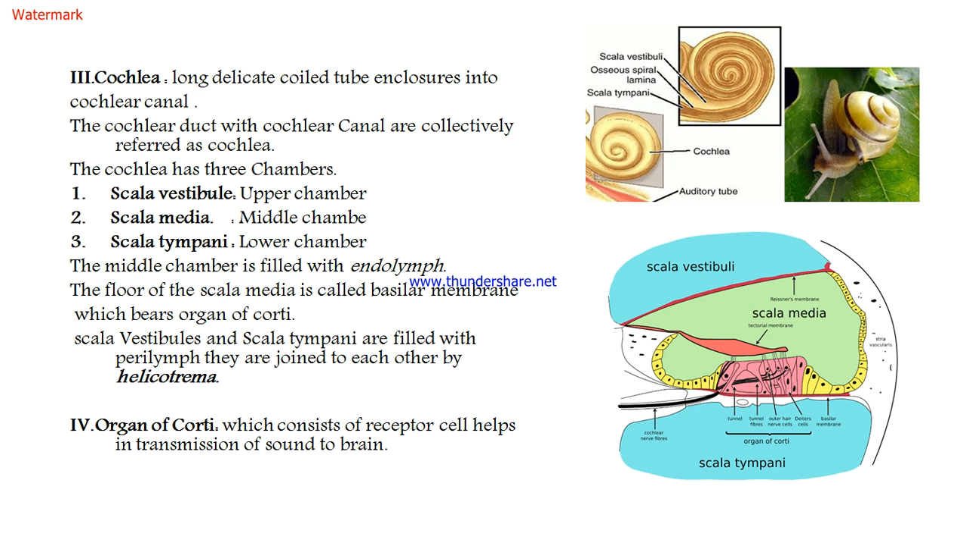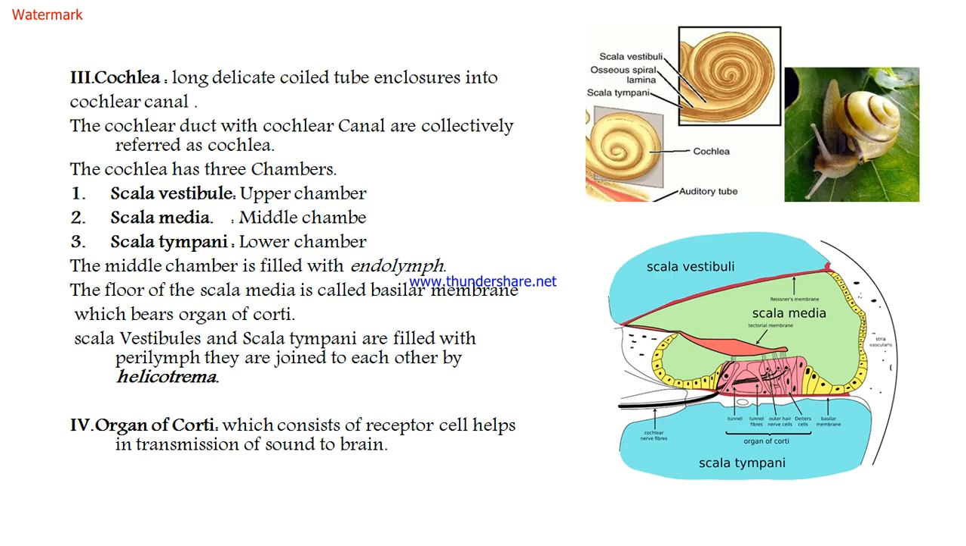The scala vestibuli and scala tympani are filled with perilymph. They are joined to each other by the helicotrema. This is the helicotrema structure.